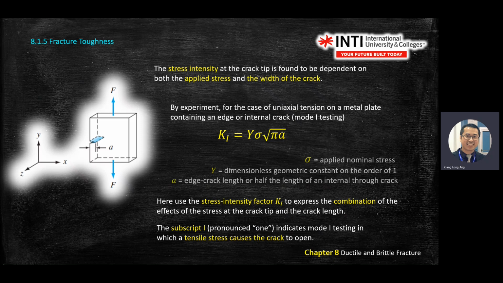So for mode 1, you use this equation. What is K1? K1 is the stress intensity factor. You use a constant value Y times the nominal stress applied to the object, times the square root of pi and a. The 1 beside the K means it is in mode 1. Mode 1 means there is an opening like a crocodile mouth. Okay.